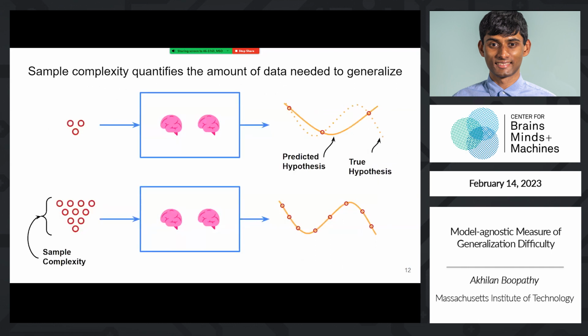So sample complexity just tells us how much training data we need to generalize, right? Here the top row shows one learning setting where we have a small amount of training data. With this small amount of training data, we're not able to find the true hypothesis. There's just not enough information for us to find what the true function is. When we increase the amount of training data, we can find the true hypothesis. And so sample complexity here is just the minimum amount of training data we need to find the true hypothesis or get close to the true hypothesis.